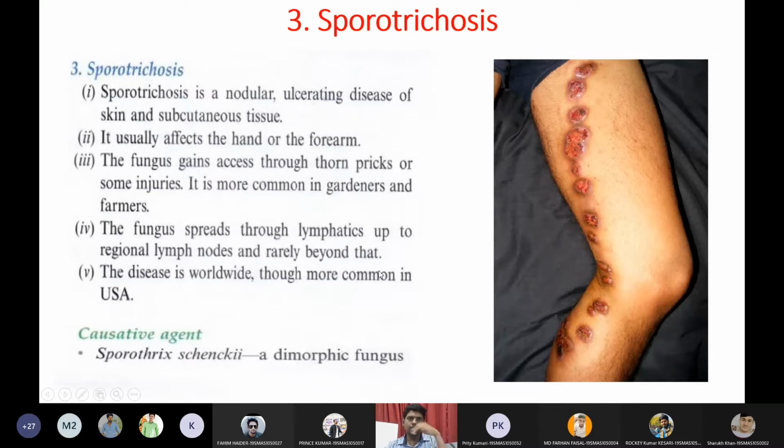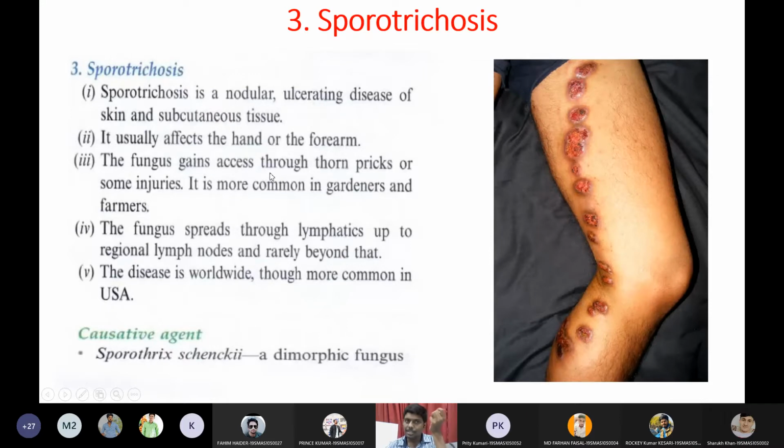So let us see some characteristic features of sporotrichosis. It is a nodular ulcerating disease of skin and subcutaneous tissue. It usually affects the hand and forearm. Why? Because most of the thorn prick injuries happen to the hands, so there is a high chance of getting a limb infection, particularly hand and forearm infection.